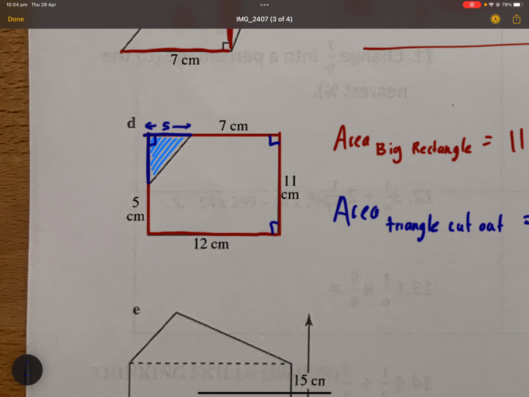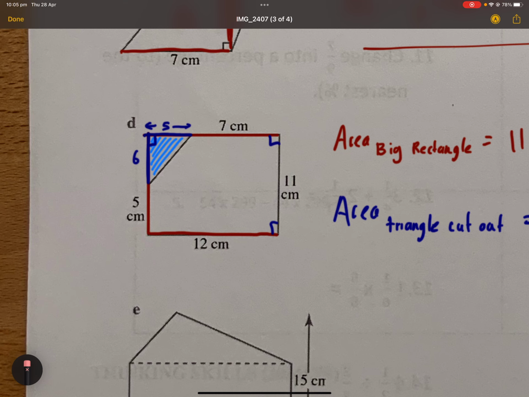Now, this is 11, this one is 11, which means that this is going to be 11. But from here to here is already 5, so this one must be 6, because 11 minus 5 is 6, which means that this length here is 6. Okay.